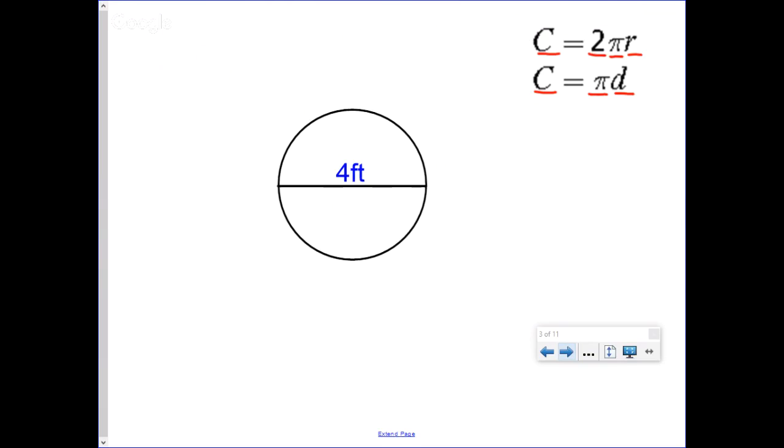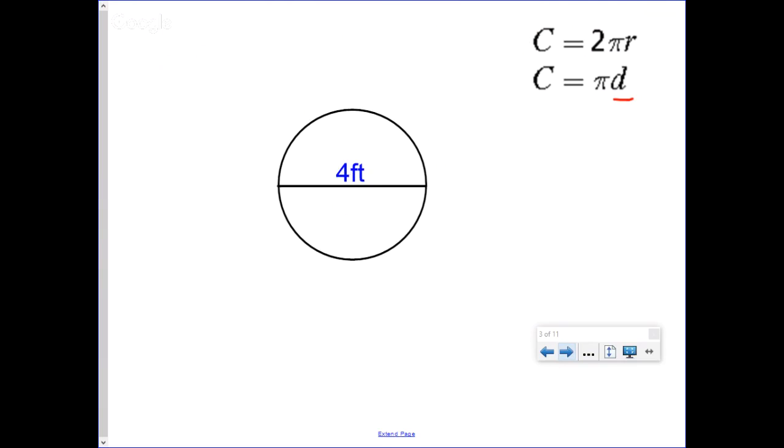Now, in order to find the circumference of a circle, we must have either a radius or a diameter. And I've given you a circle that has, what is this? 4 feet? Is that a radius or a diameter? That's right, it's a diameter. And so we have to choose, based on this diameter, which of these two formulas we'll use. Now, that has a D in it. So that's common sense, we're going to use that formula to solve for the distance around this circle.